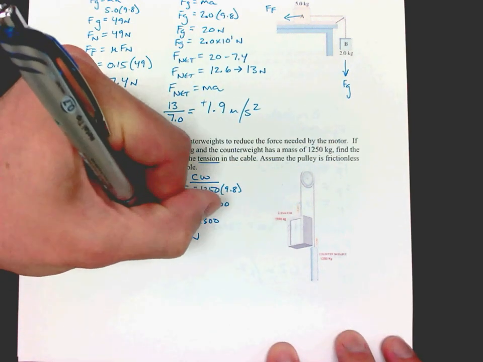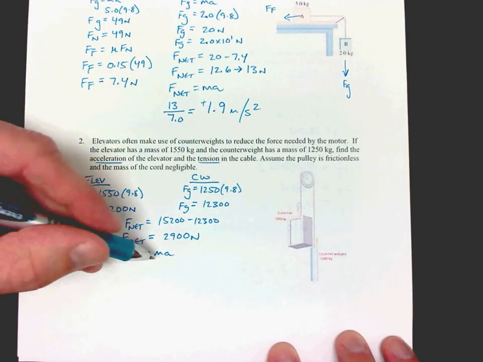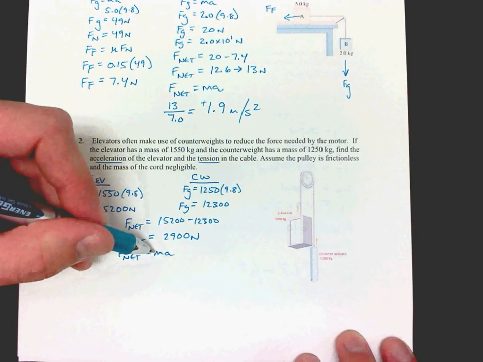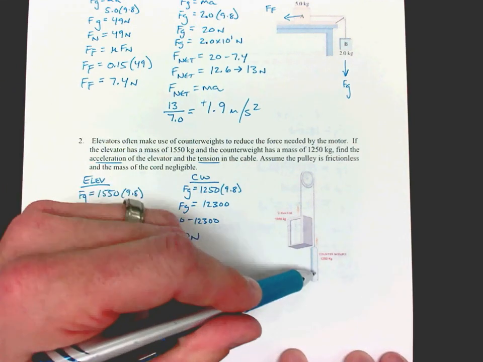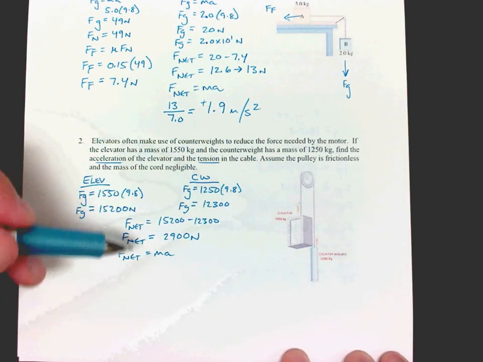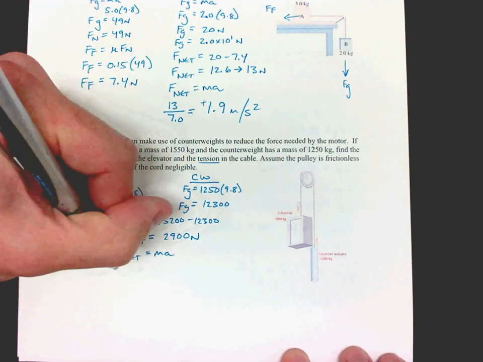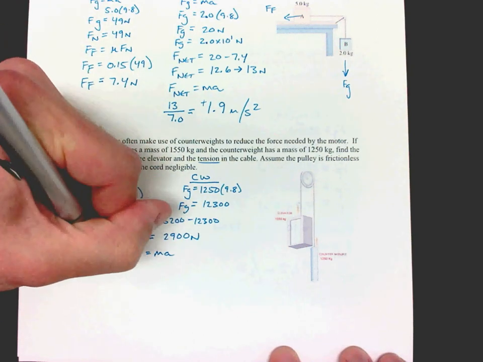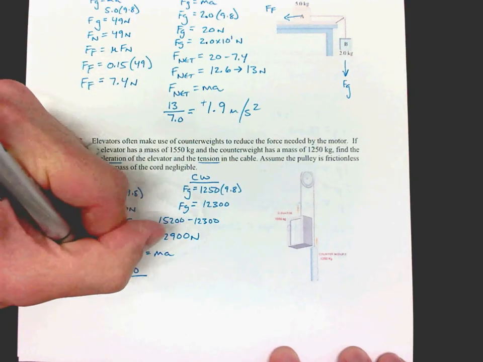So we have total force on the system. We want acceleration of the system. We need to use the mass of the system. And remember, the system is two different things here. It's elevator and it's counterweight. So we have to add those two together to get a total mass if we want acceleration of the whole system. And so I'll set this up. We'll plug in. We've got 2,900 newtons for net force. That total mass, when you add those up, you'll get 2,800 kilograms.